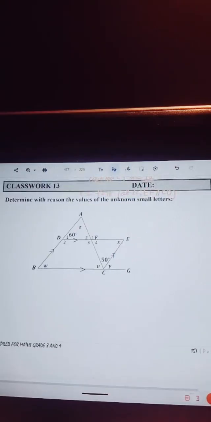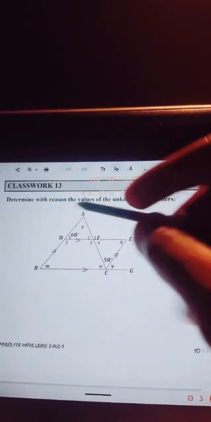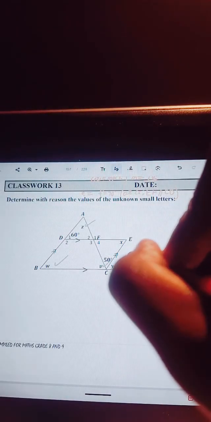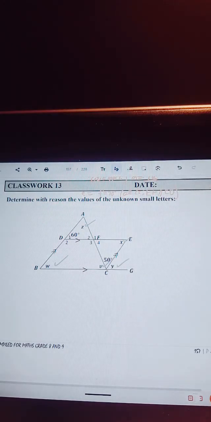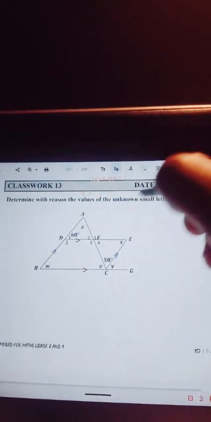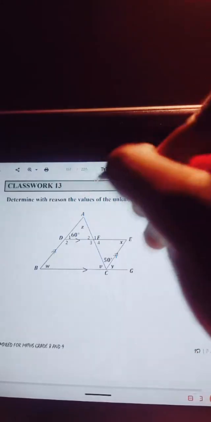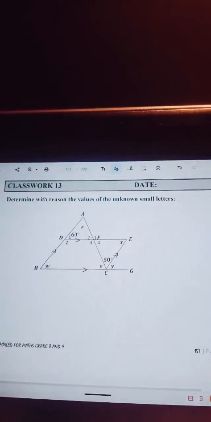Hope you guys do this challenge question. Remember, it's to determine, with reasons, the values of the unknown small letters. Please, guys: the small letter Z, small letter W, small letter V, small letter Y, small letter X. Not the capital letters, just the small letters. Just remove that so that you have a clean screen and you can answer accordingly.